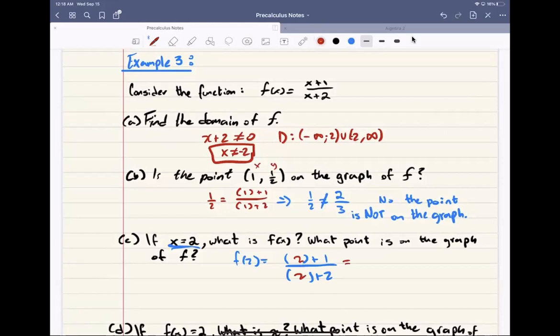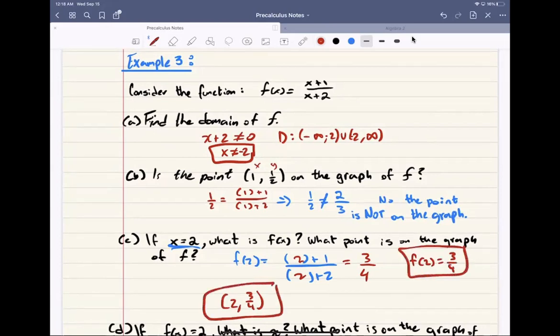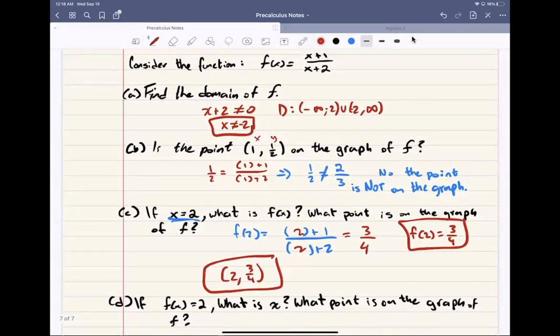And you're going to get 2 plus 1, which is 3, over 2 plus 2, which is 4. So our point is going to be (2, 3/4), and f of 2 is equal to 3/4. Okay, this is our value, and this is the point that's on the graph. Okay. Similarly, that's when x equals a number.